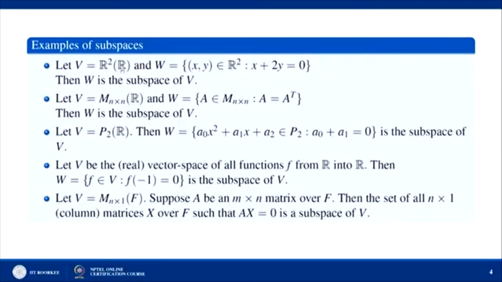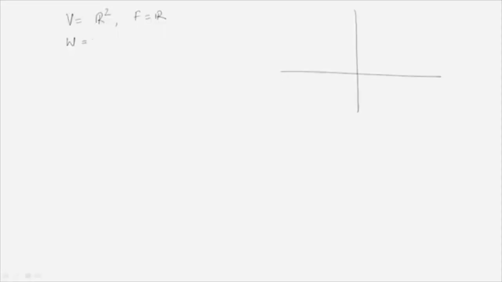The first example: V we are taking as R2 over the real field R. Now, w is given as all x, y in R2 such that x plus 2y is equal to 0, and we have to show that w is a subspace of this vector space V. What is V here? V is the entire R2 and the field is R. This entire R2 is simply a vector space V over the real field. Now, w is simply all x, y in R2 such that x plus 2y is equal to 0.